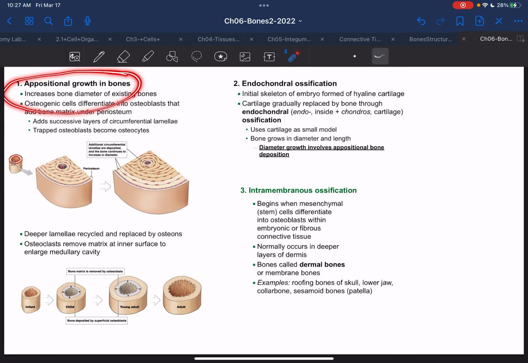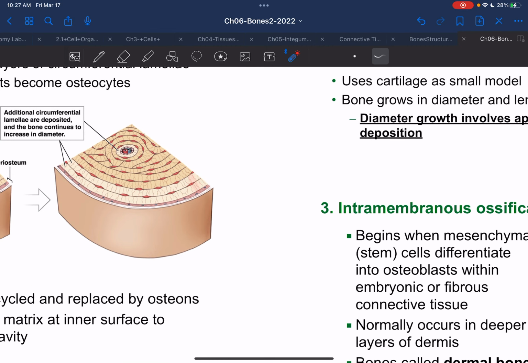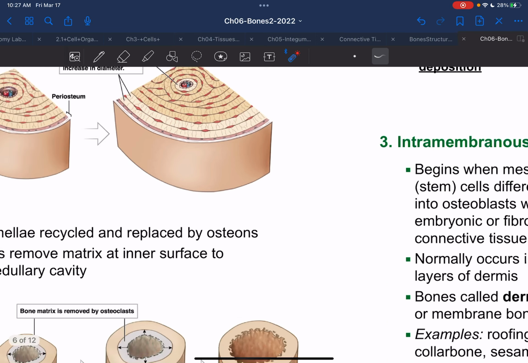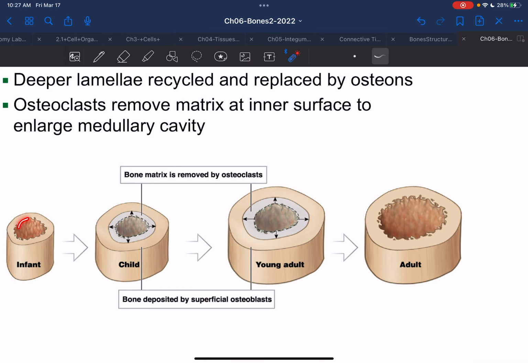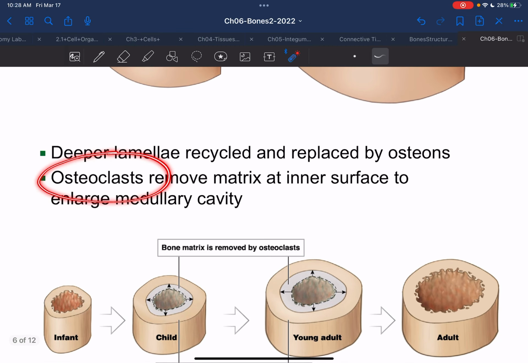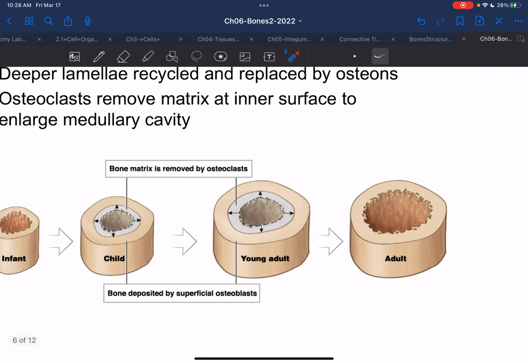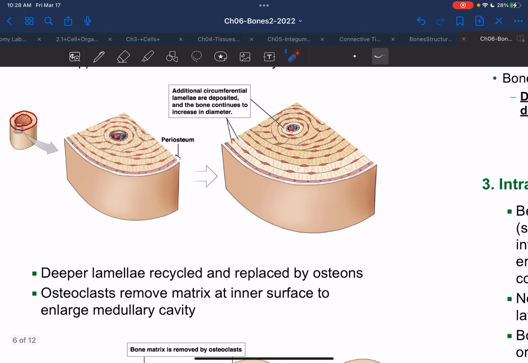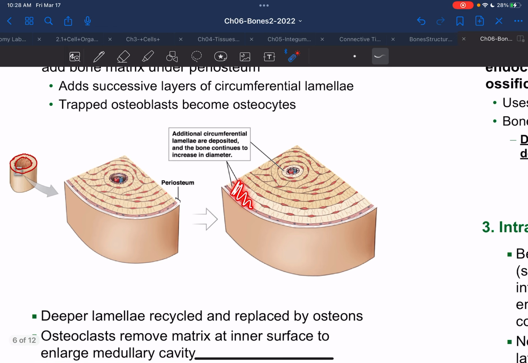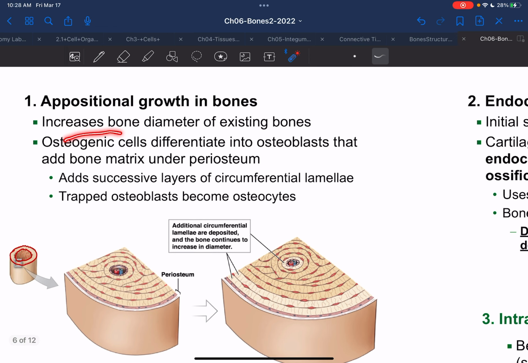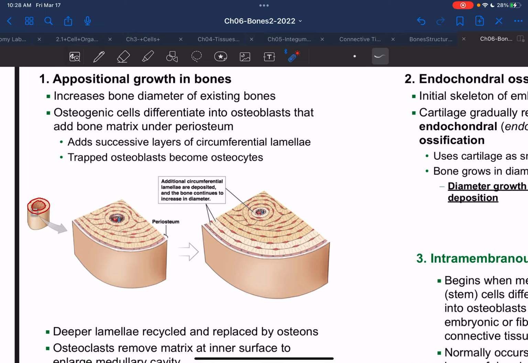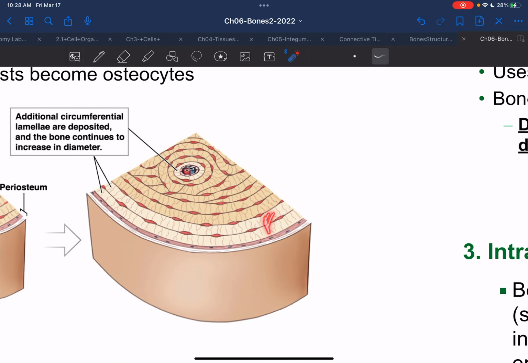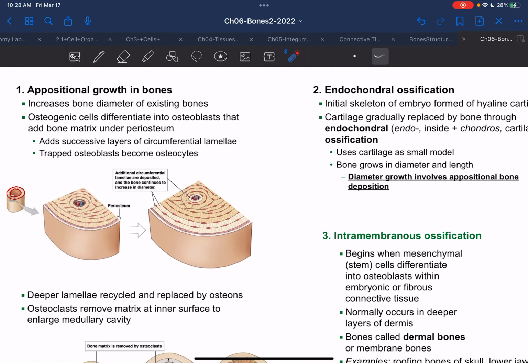Appositional growth was growth along the periosteum, where it grows circumferential lamellae. And when we look at the endosteum, or the inner layer, the medullary cavity, the difference was that osteoclasts increased the diameter by removing bone within the inside, and on the outside, their circumferential lamellae are laid out by osteoblasts, which lay out more circumferential lamellae, increasing the diameter by that means.